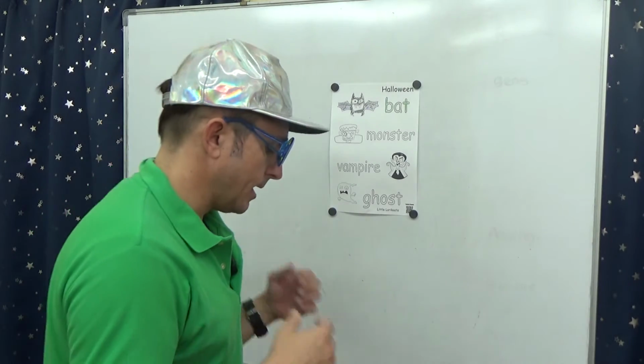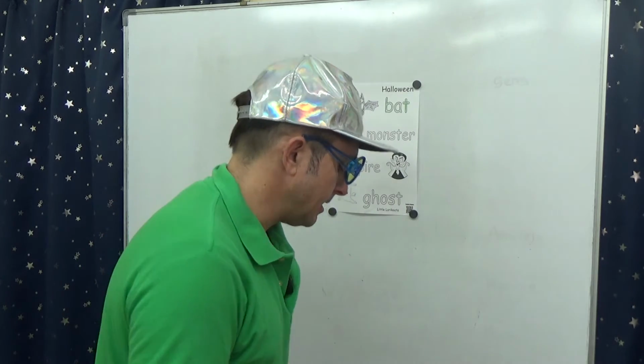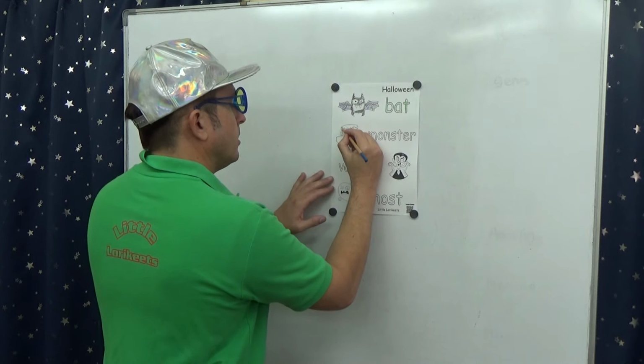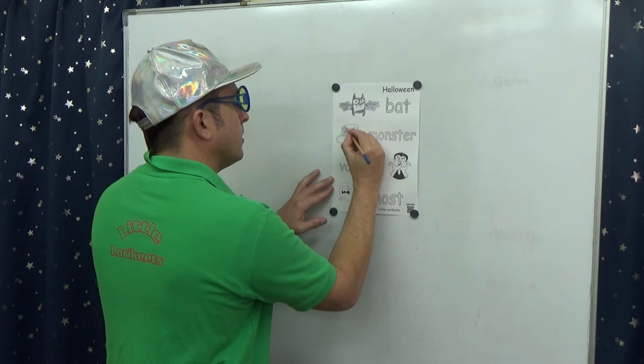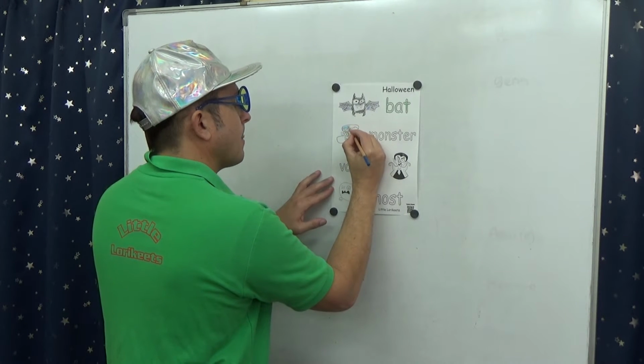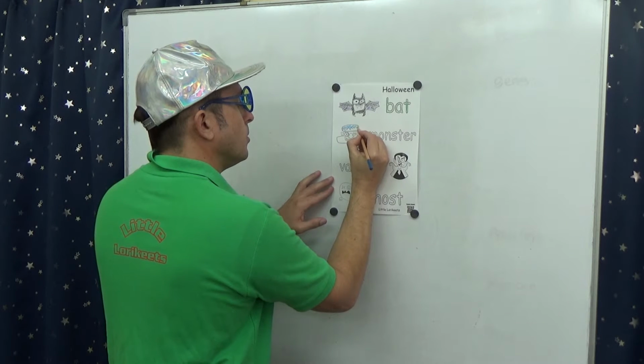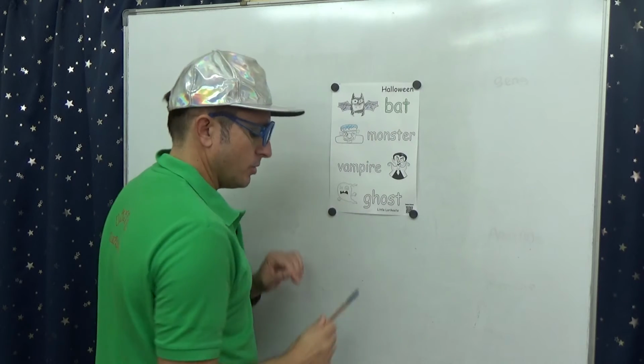Brown? Okay, let's try that. So let's color in his hair blue. Little Lory's got brown hair, but he wears a silver hat. I color it in blue. So his hair is blue.